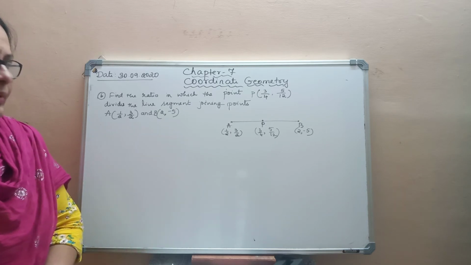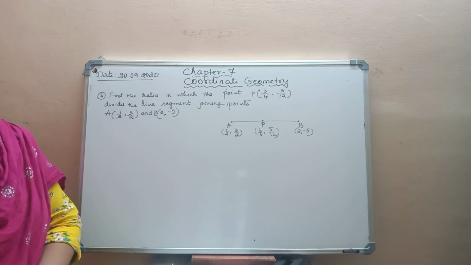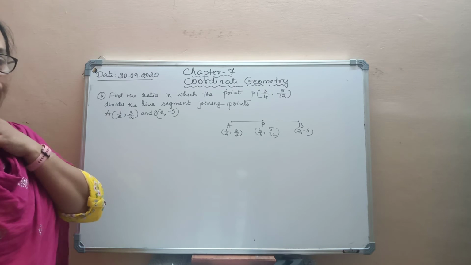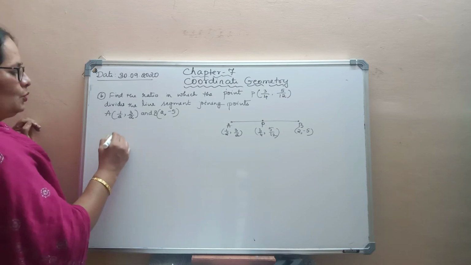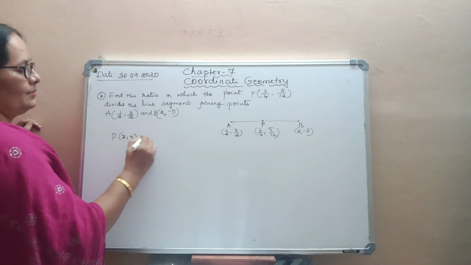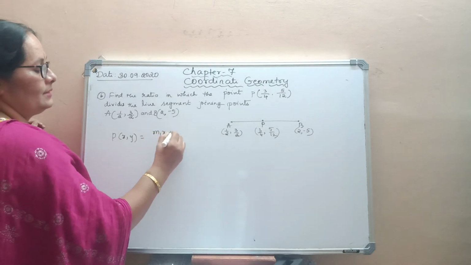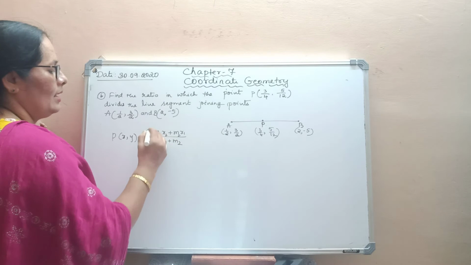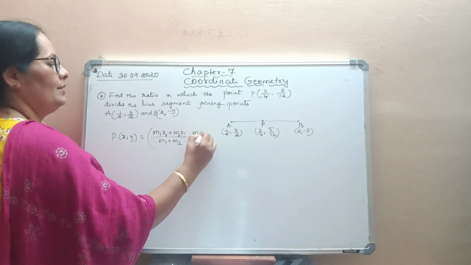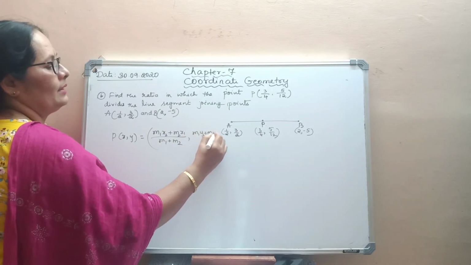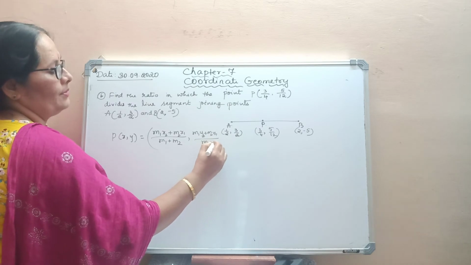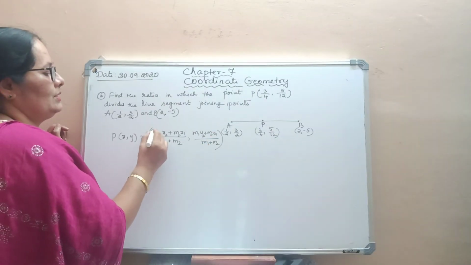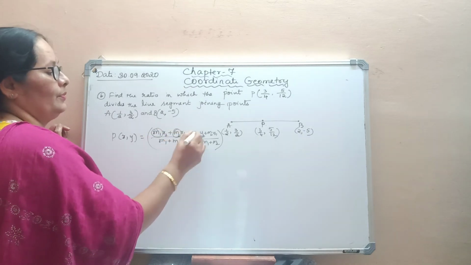See children, whenever using the ratio m1 is to m2, see the section formula: P of (x, y) equals (m1 x2 plus m2 x1) upon (m1 plus m2), and (m1 y2 plus m2 y1) upon (m1 plus m2). So this is the section formula. We have taken the ratio m1 and m2.